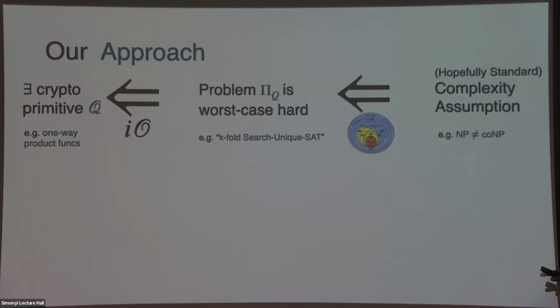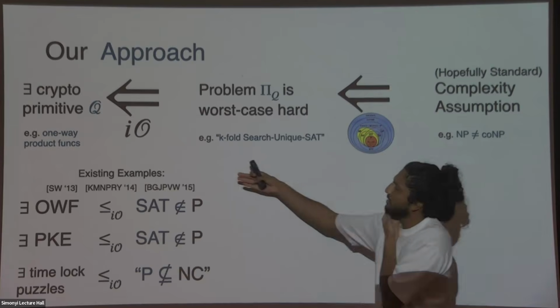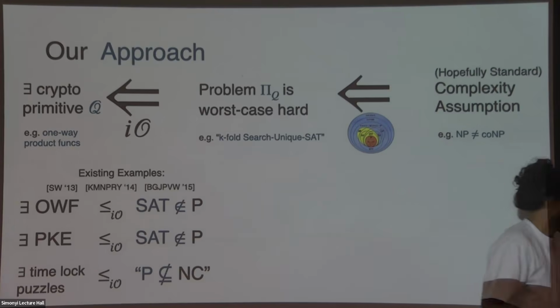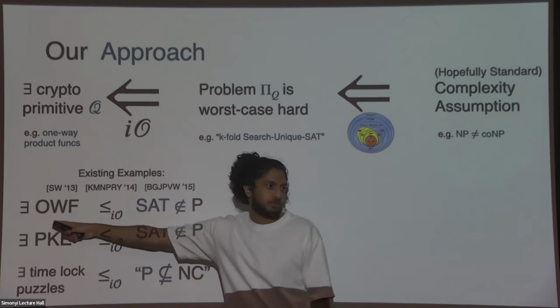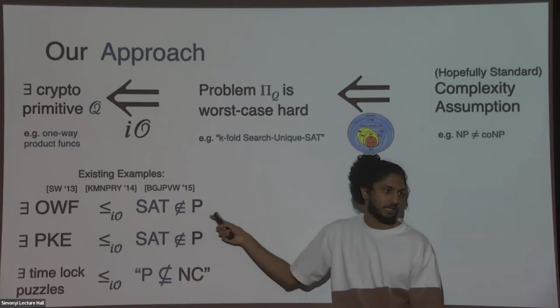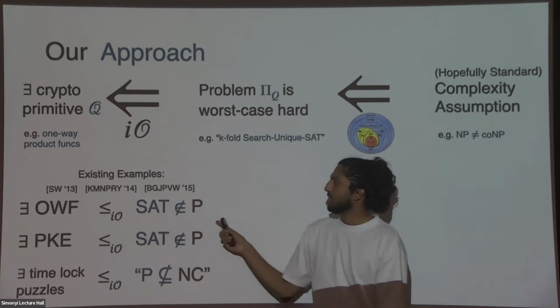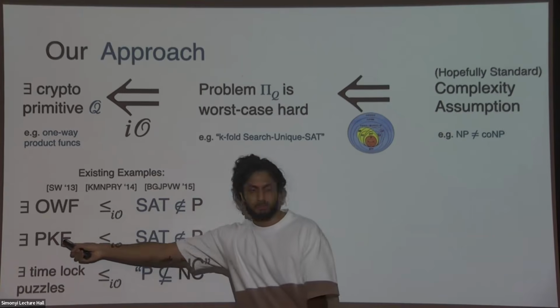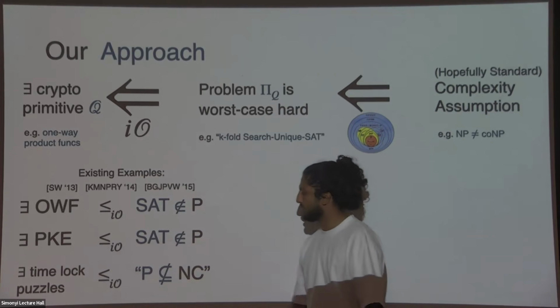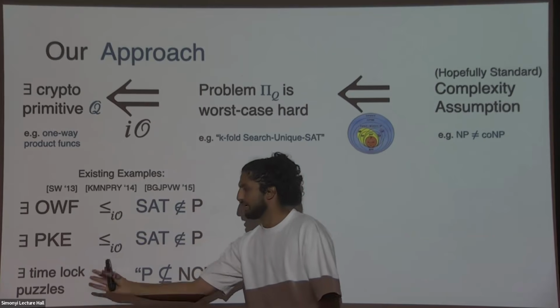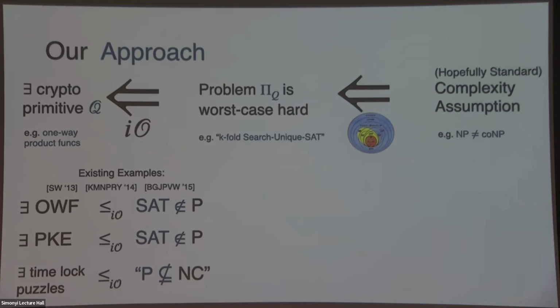Okay, good. And I want to say that this phenomenon was actually implicit previously. We saw one-way functions reduced using IO to SAT not being in P, and the existence of public key encryption also reduced to SAT being in P. And there's even this work which showed a similar thing, but I won't tell you what it is because then I have to tell you what timeline puzzles is. But there are some existing examples where this kind of phenomenon was implicit.